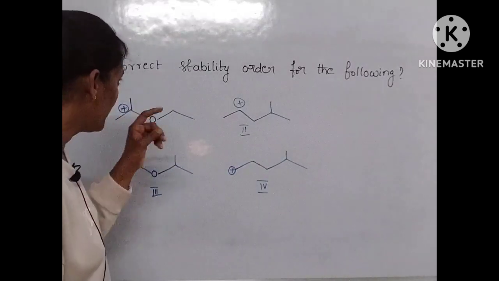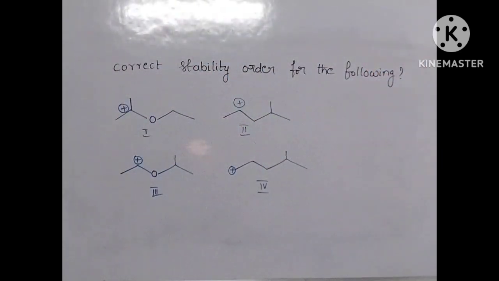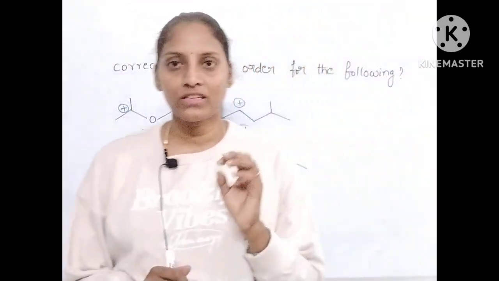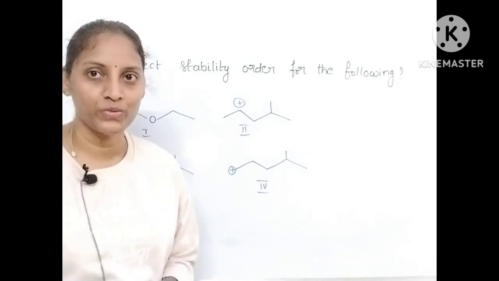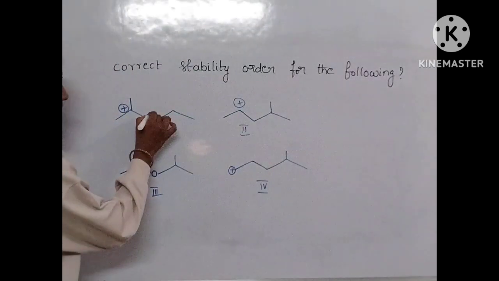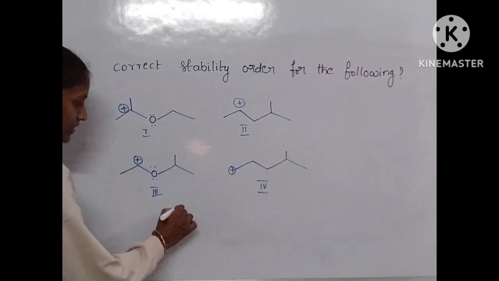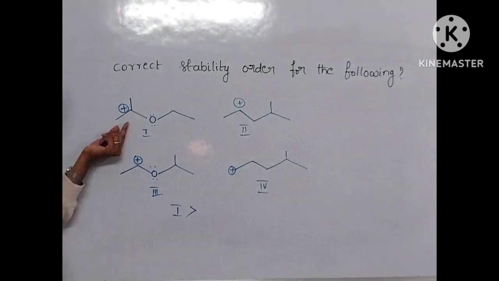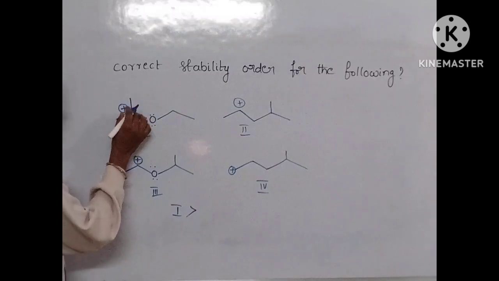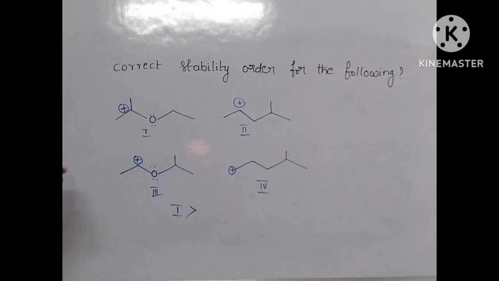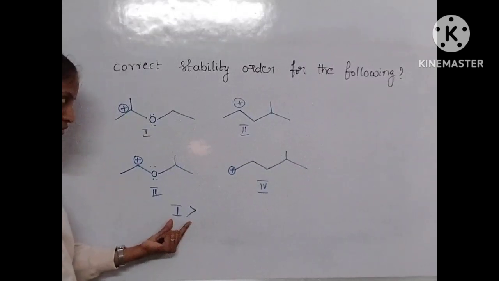In this question, we need to identify the correct stability order for the following carbocations. Listen, one thing you need to remember: the carbocation is stabilized by electron donating groups or plus M groups. Here, see this one, oxygen is there, and here also oxygen. So here the first one is the most stable carbocation, because this oxygen is electron donating and two carbon atoms are attached to this center, so that means this is a secondary carbocation. So the first one is most stable.